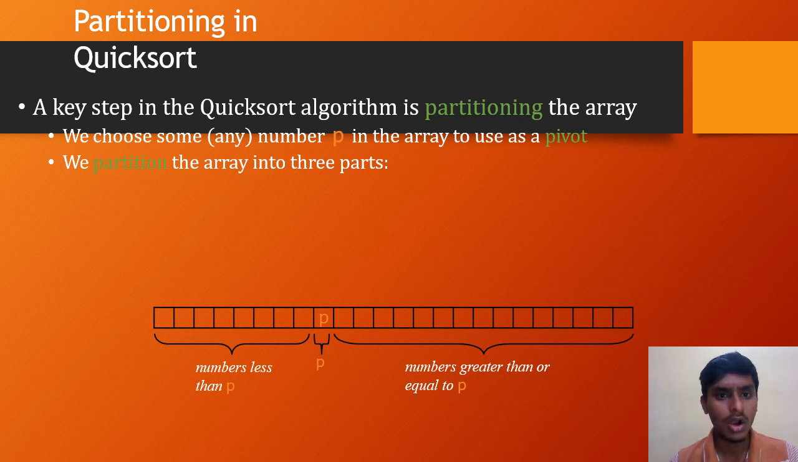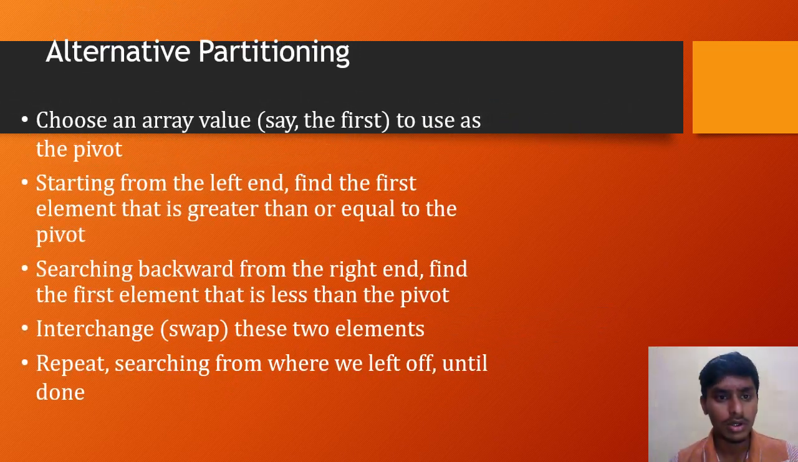The next is alternative partition. Choose an array value to use as the pivot. Starting from the left hand, find the first element that is greater than or equal to the pivot. Searching backward from the right end, find the first element that is less than the pivot. Interchange. That means we have to swap these two elements. Repeat searching from where we left off until done.